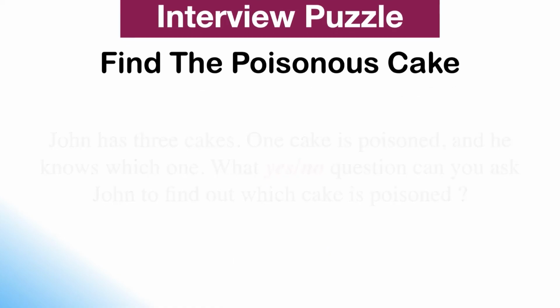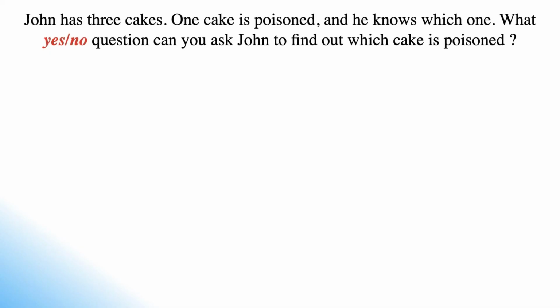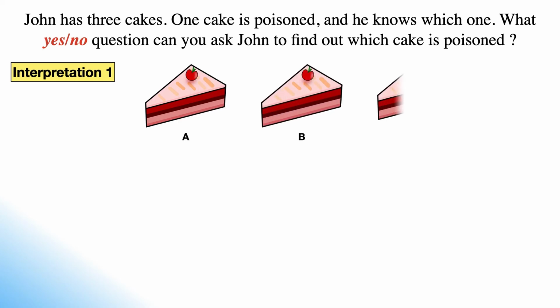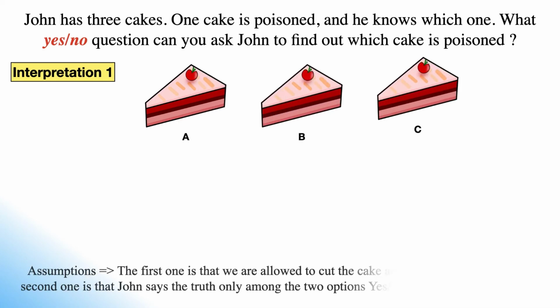Let me explain the solution now. This particular puzzle can have multiple interpretations. Let me explain the solution which I think is the best solution. Let's make a couple of assumptions to answer this puzzle. The first one is that we are allowed to cut the cake, and the second one is that John says the truth only among the 2 options, yes or no.